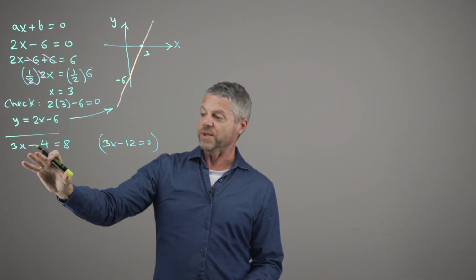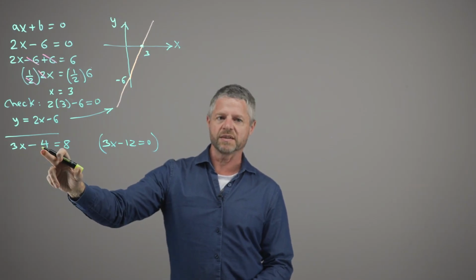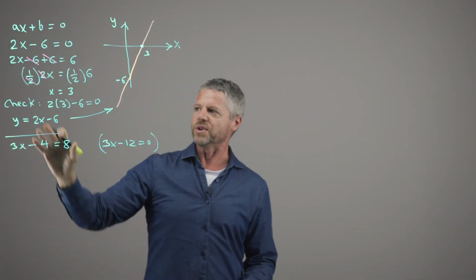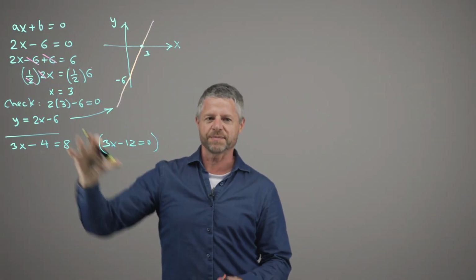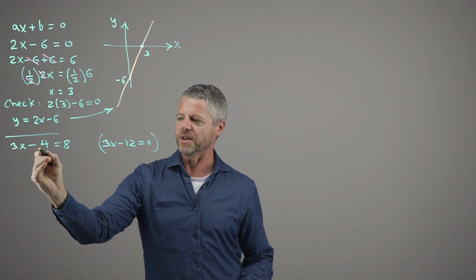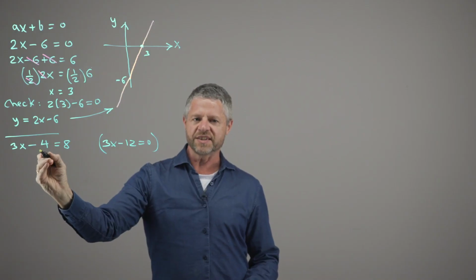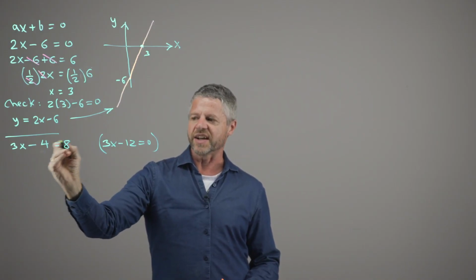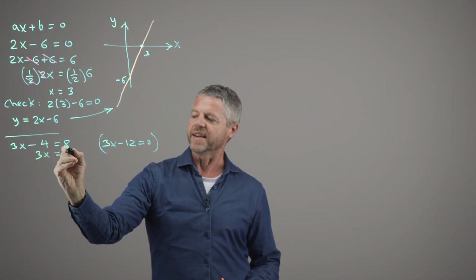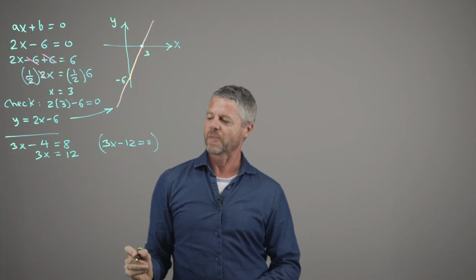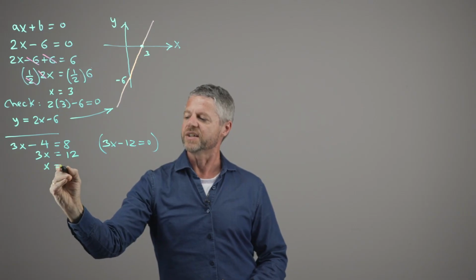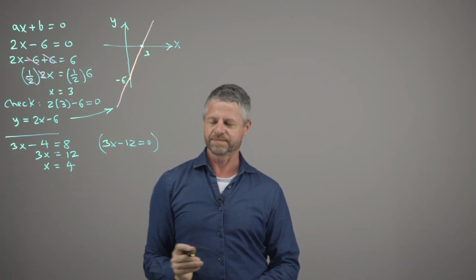So first thing I want to do is I want to kind of get rid of the minus 4. So I'll add 4 to both sides. And this time I'm not going to write all the steps. I'm going to compress the amount that I'm writing just to save a little bit of time. So if I add 4 to both sides, that will cancel on the left-hand side and just add 4 to the right-hand side. So I'll have 3x equals, and then 8 plus 4 is 12. And then if I divide both sides by 3, I have x equals 12 over 3, or 4.